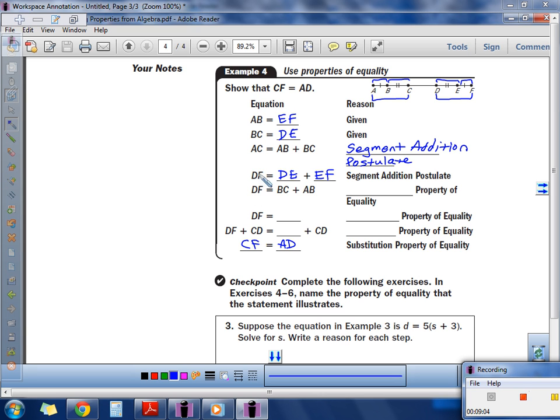Now, these two pieces are very similar to each other, so let's look at what changed. It changed some things in this little segment addition postulate. How do you change DE to BC, or why can you do that? Because they're the same size. They are equal to each other, and that is stated right up here. BC is equal to DE. That means that we can replace them with each other. And what is the property for replacing? Substitution means replacing.